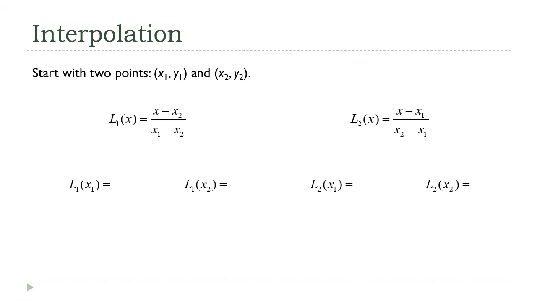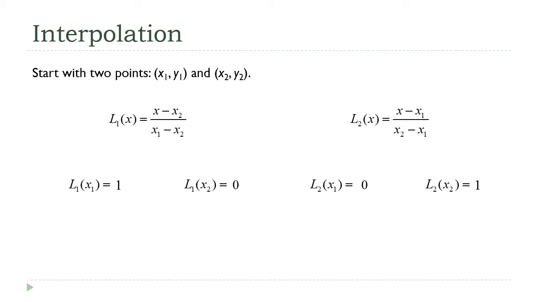So what I want you to do is take these 4 functions and calculate these 4 function values. You can pause the presentation here, work through those real quick, and then we'll talk about why those are significant. So hopefully you came up with these numbers: 1, 0, and 0 and 1.